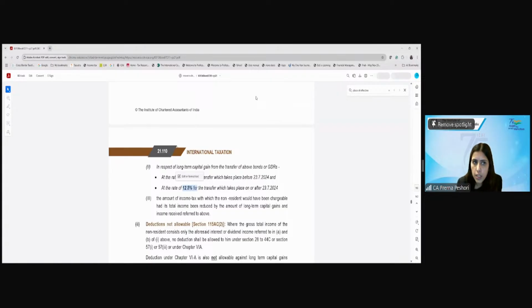Now, understand one point which I just want to link over here. If you are a non-resident and you are transferring the GDR to a non-resident, then in that particular case it is not regarded as a transfer under Section 47. So under Section 47, if you transfer the GDR to a non-resident, it will not be regarded as a transfer. Are we clear? Yes or no? Fine.